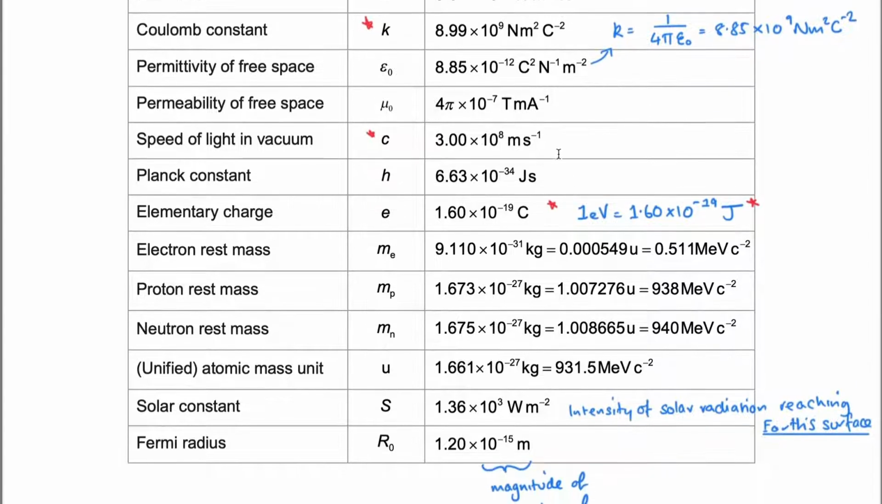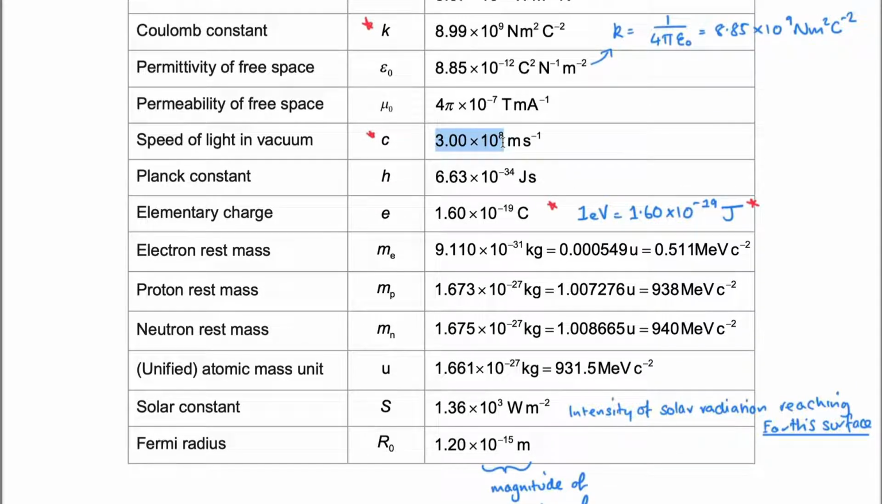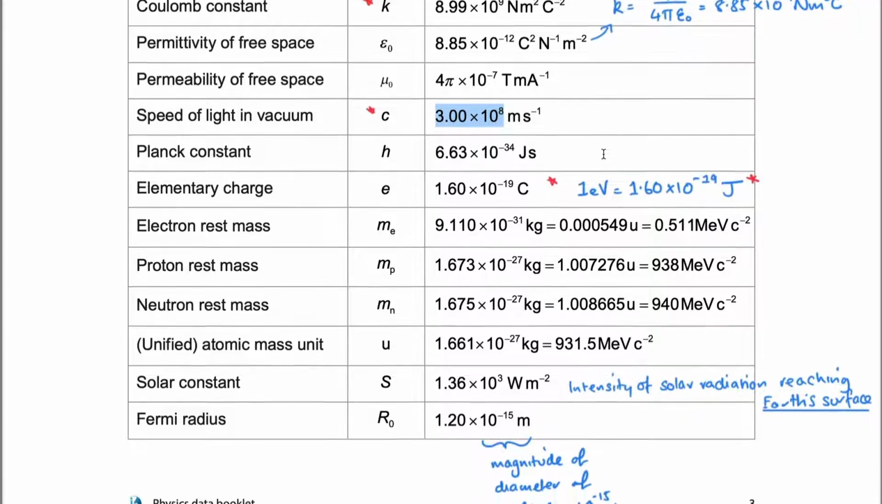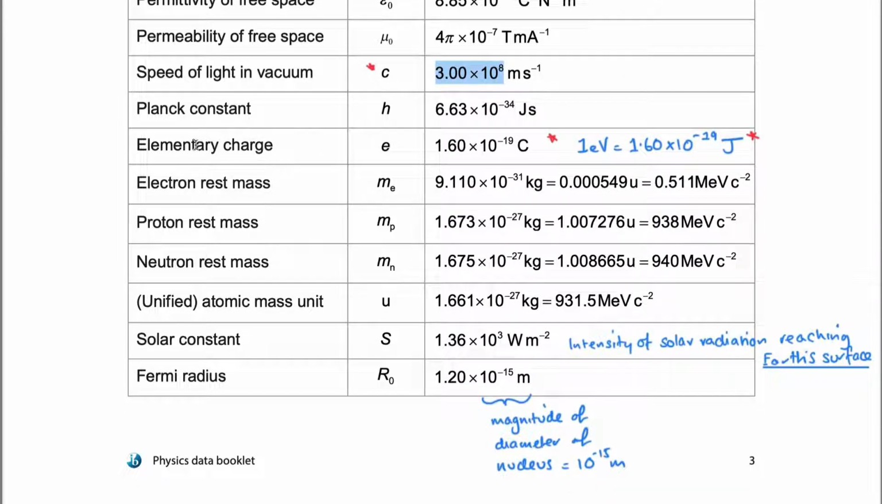An easy one to memorise is 3 times 10 to the 8 metres per second for the speed of light. And finally, I wouldn't memorise the elementary charge, even though it's the same number. I would memorise it as 1 electron volt is equal to 1.6 times 10 to the minus 19 joules. So do by all means memorise that number, but remember it as 1 electron volt is equal to that. Trust me, that will just speed everything up.